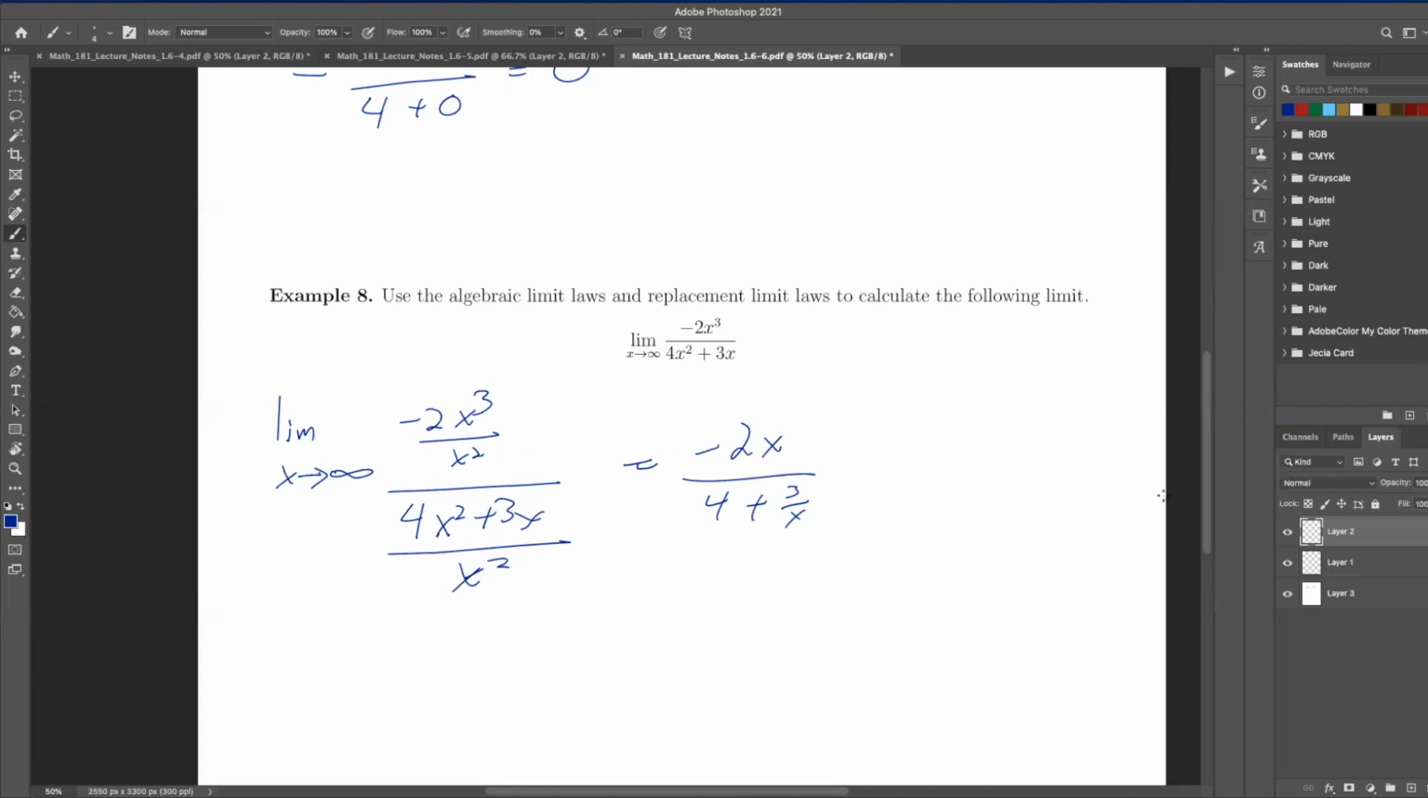Wouldn't it be over x cubed? Sorry. Oh, when I'm dividing? Yes. Oh, no. So you take the largest in the denominator. So the largest in the denominator here is the squared.